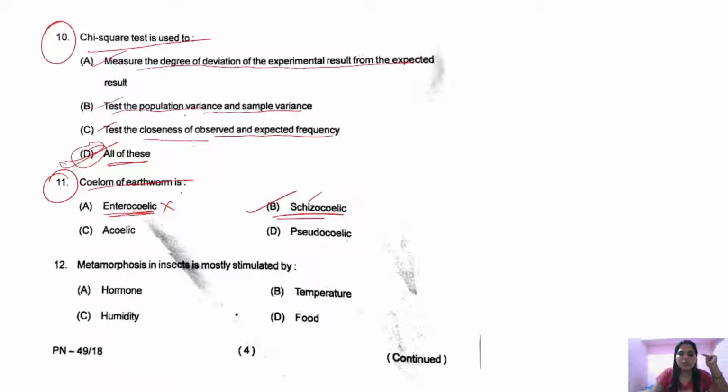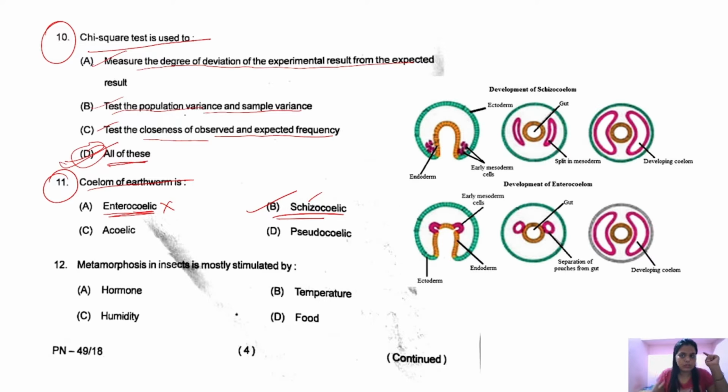So what is schizocoelic and enterocoelic type of coelom? True coeloms are of two types, that is schizocoelic and enterocoelic. The coelom which is formed by the splitting of the mesoderm is called schizocoelic coelom, which I told is the characteristic feature of, again, annelida, arthropoda, mollusca. Whereas enterocoelic coelom is the type of coelom which is formed by the splitting of the gut. Okay, this is a characteristic feature of the next phyla like echinodermata, hemichordata, chordata.